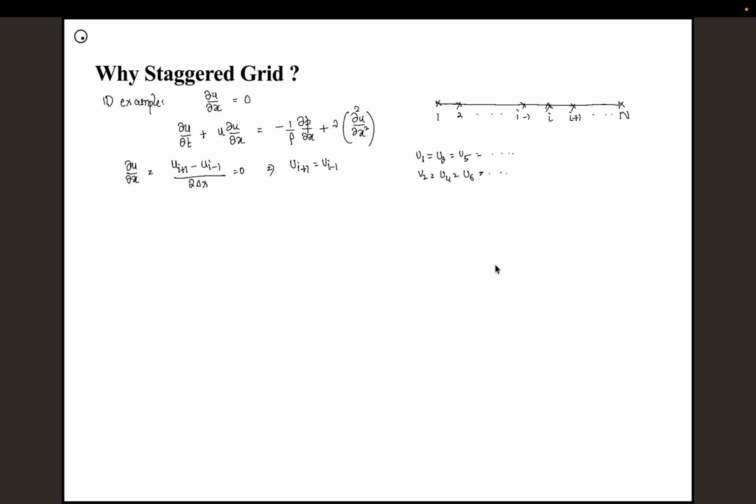So depending on the boundary conditions, let's say u1 is specified as some value, and let's say here we have a different boundary condition, that will enforce the values of what these velocities are going to be. Now, if you do the same discretization for the momentum equation, let's start with the steady case, so it will be a little easier. So for a steady flow, u times del u del x at the ith point will be ui times del u del x.